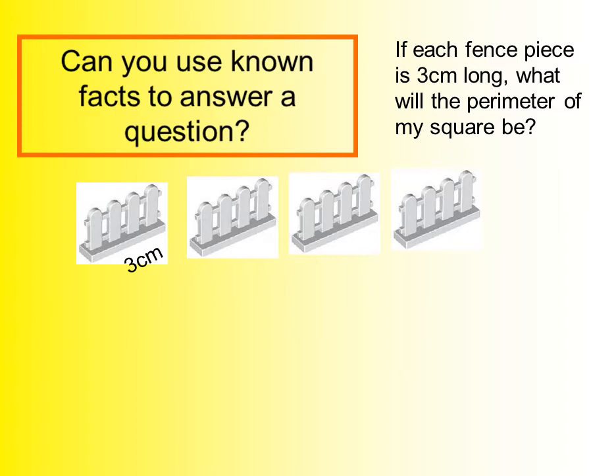So each side is 3 centimetres, and I've got 4 sides. Now, if you're not sure, we could count in 3s together until we've got up to 4 sets of 3. So count with me, counting in 3s. 3, 6, 9, 12. We'll have 12 centimetres all the way around our perimeter. Our perimeter will be 12 centimetres.